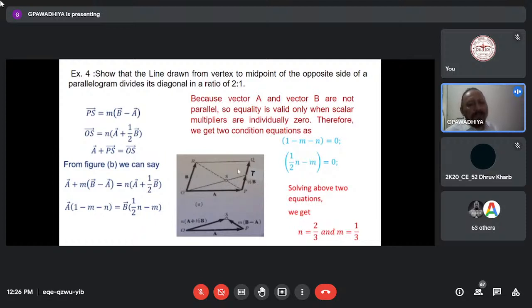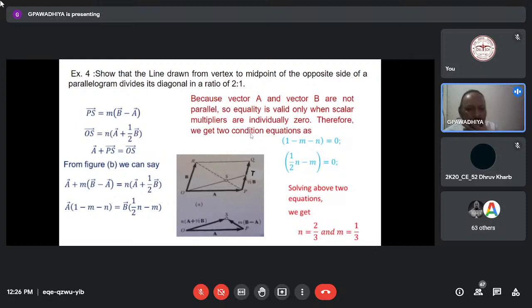That is some multiplying factor, a scalar multiplying factor on OT. So n times A plus half B. Here we define vector PS. Now PS is in the opposite diagonal. So what this exercise is, that if there is a line drawn from the vertex O of this figure to the midpoint of the opposite side of the parallelogram, then it divides the opposite diagonal in the ratio of 2:1. So this we have to prove.